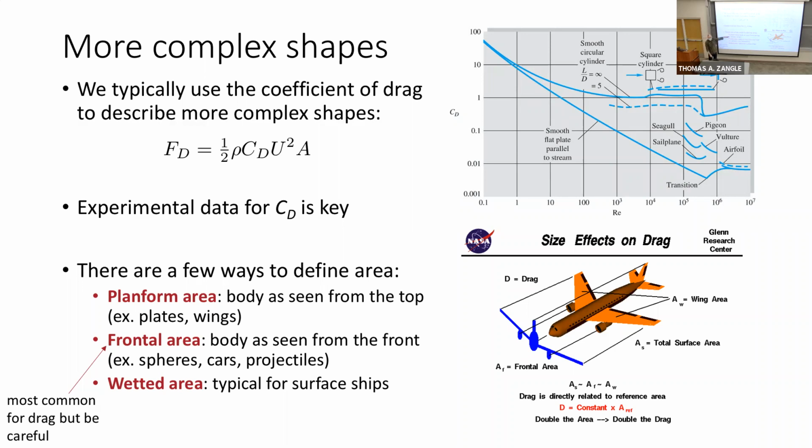The frontal area and planform area for a sphere would be the same. It'd also be the same if you had a cube. We're comparing to a pigeon or something. But a pigeon would not be the same. A pigeon would have different frontal area and planform area.